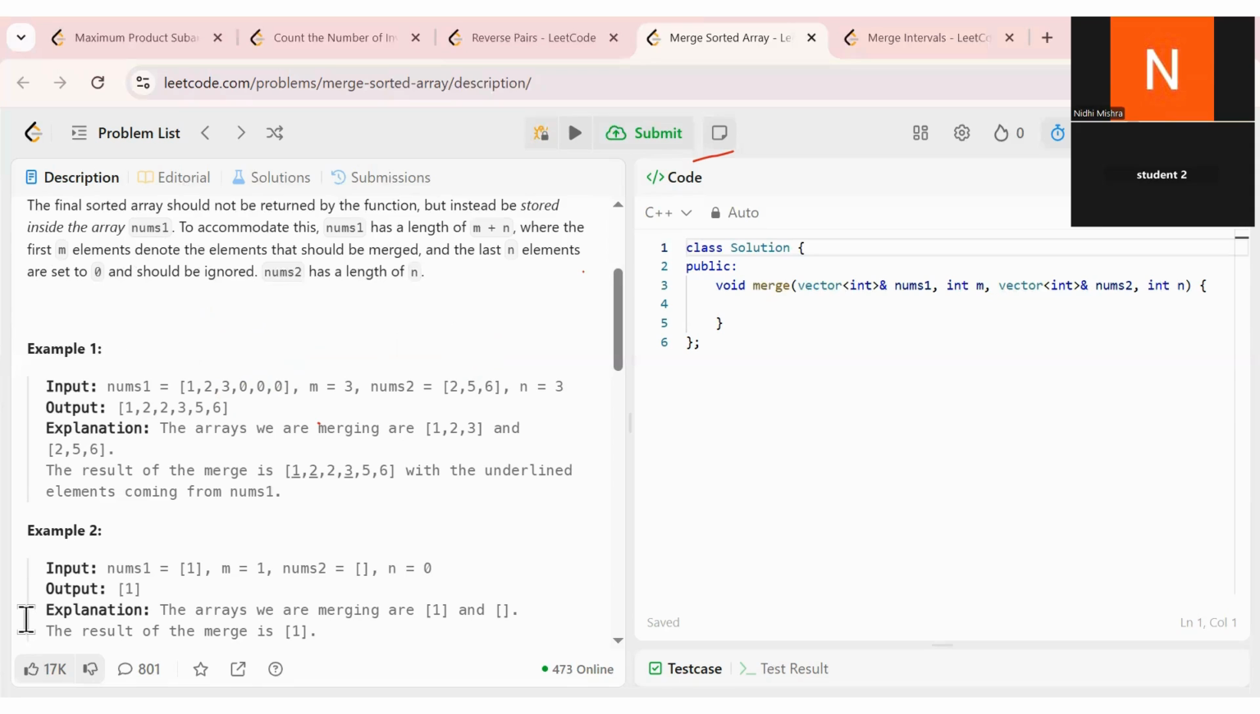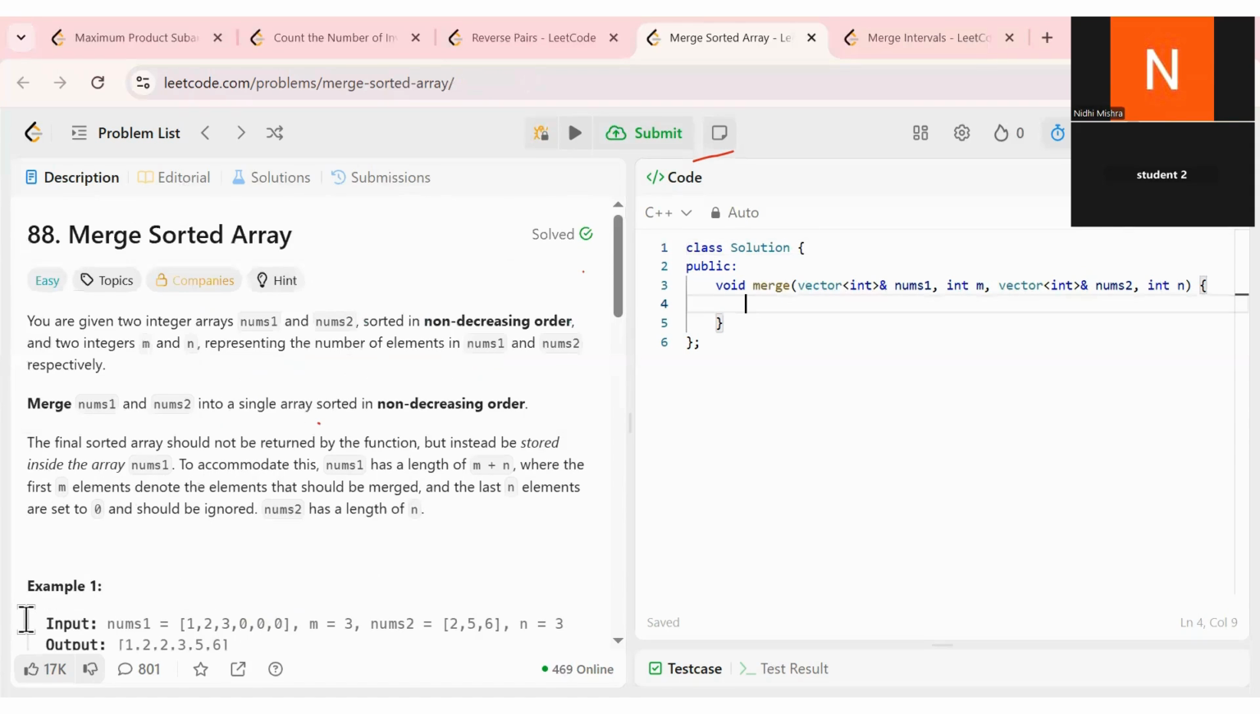int i is equal to m minus 1. Yes, very good. int j is equal to n minus 1. k is equal to m plus n minus 1. Yes, very good.